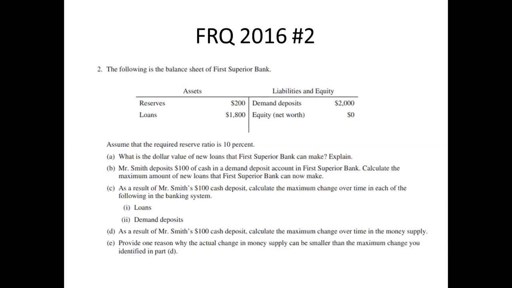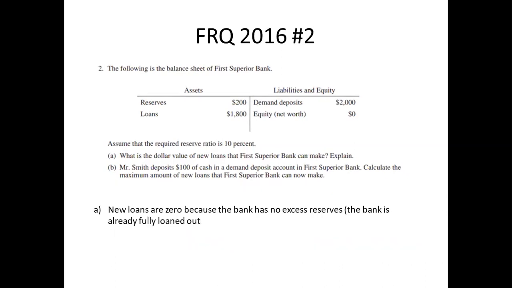So number 1, assume that the required reserve ratio is 10%. What is the dollar value of new loans that First Superior Bank can make, and why? Explain. New loans that they can make are 0. Well, why? They have money, right? Not exactly. So 10% is their reserve requirement. They have $2,000 in demand deposits. They're only holding $200. $1,800 is what's already loaned out.